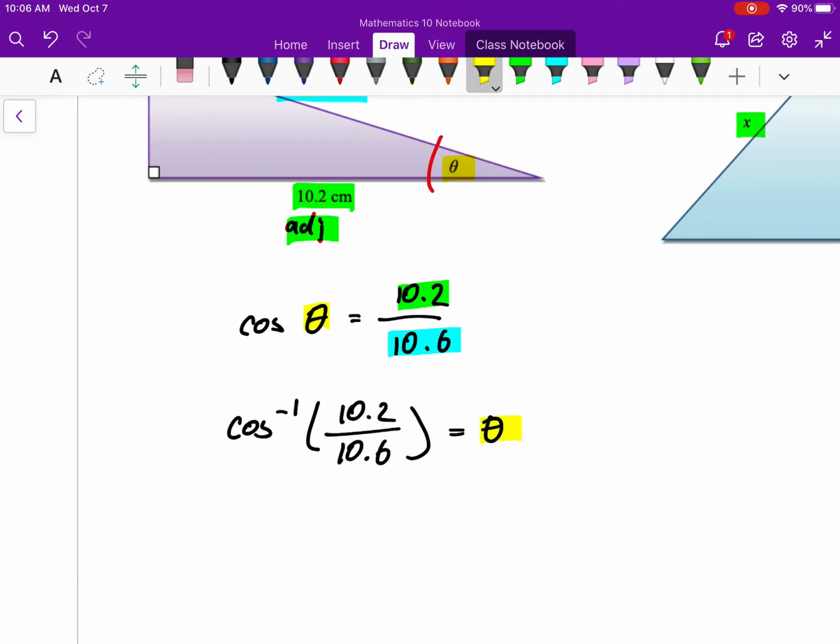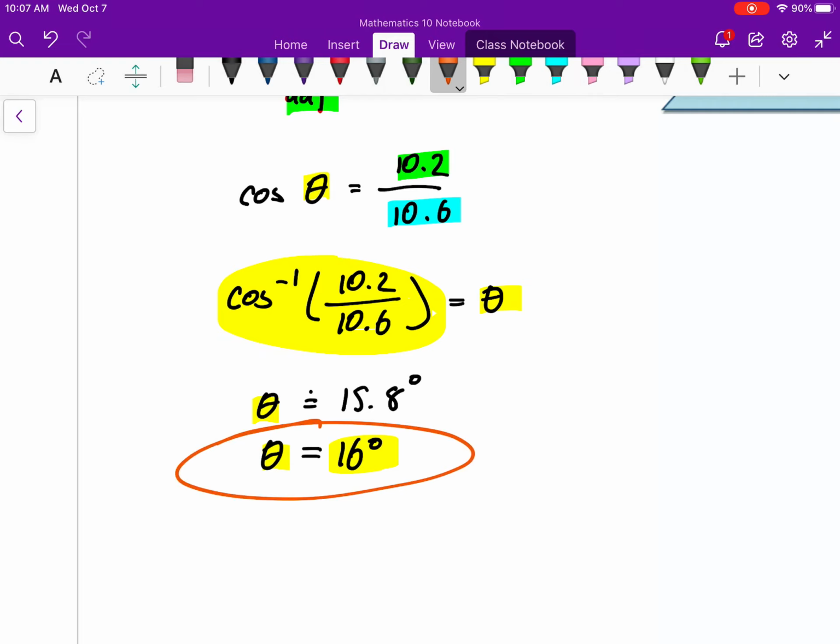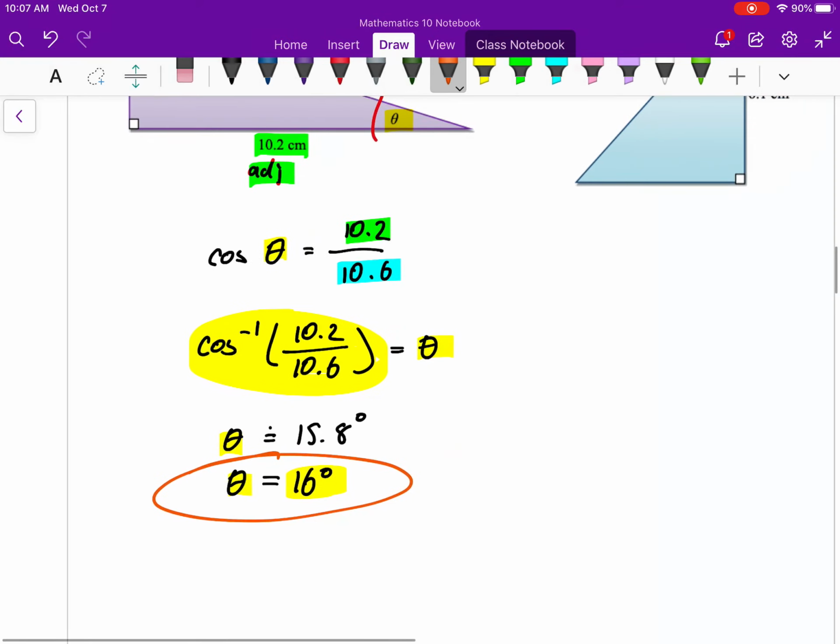Everything I just wrote on the right-hand side, I can just type into any scientific calculator. Unlike last day, I'm not going to show you me typing this in. So again, inverse cos of 10.2 divided by 10.6. The calculator, if it's in degree mode, will say 15.8, so that is theta. About 15.8 degrees, or really about 16 degrees. Honestly, we usually round angles to the nearest degree because a single degree is so small, so I'll just round it like that.